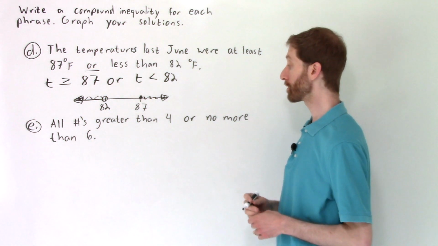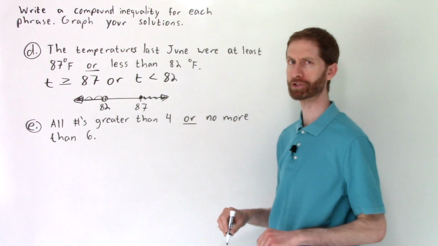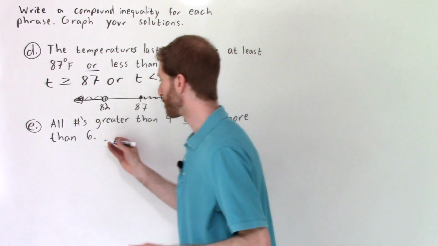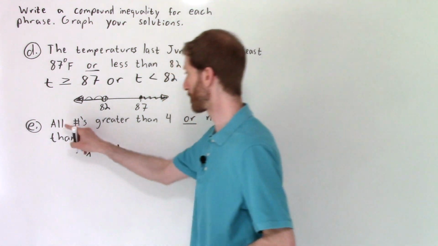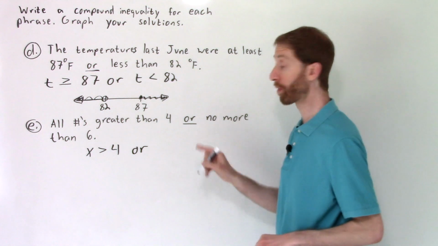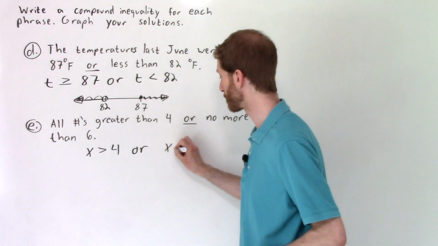All numbers greater than 4 or no more than 6. Let's check this out. This one's going to be an interesting one. So we'll write it out. All numbers, let's just call the number x. So that would be x greater than 4, just translating as I read, or no more than 6. If you're no more than 6, you're at 6 or less, which would be x is less than or equal to 6.